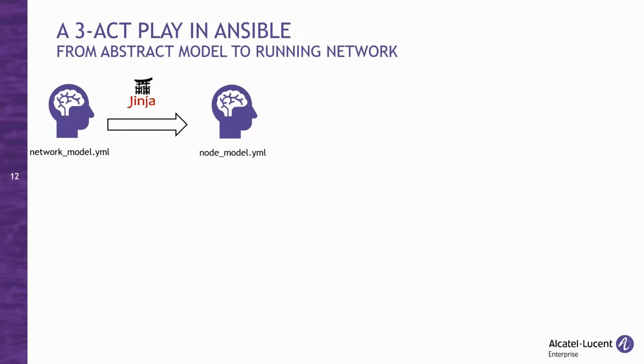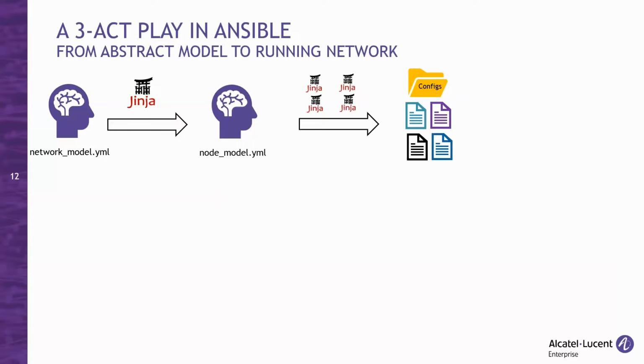Jinja templates take the network model and turn it into a node model using variables, conditional and iterative statements, etc., like most programming languages. But Jinja templates are quite simple and effective for handling this type of text files, which are configuration files. We now have the node model, which is essentially the same thing as the network model, just with separate sections for each network node. It's just there to make the next step easier.